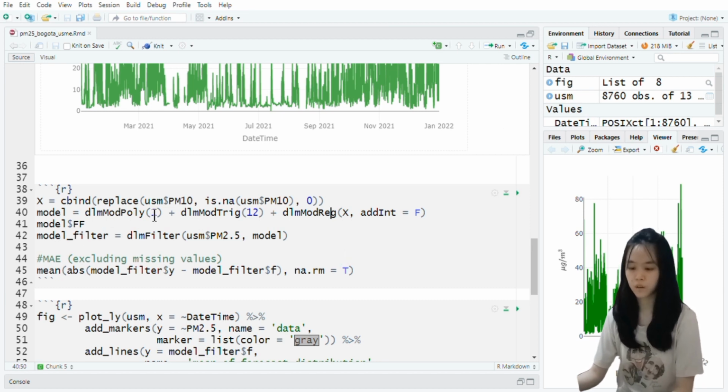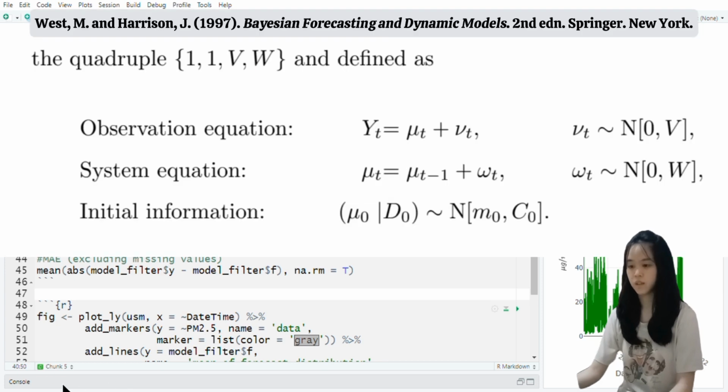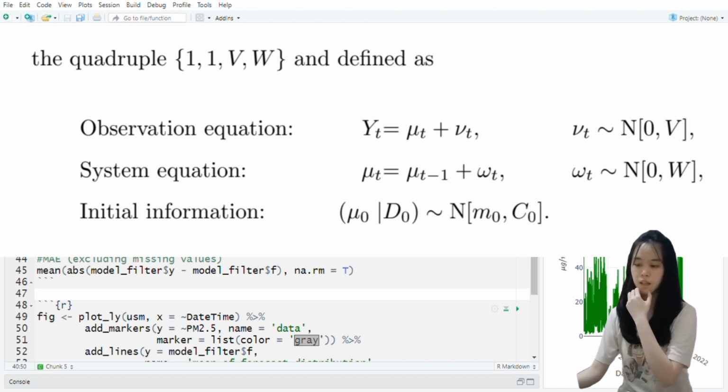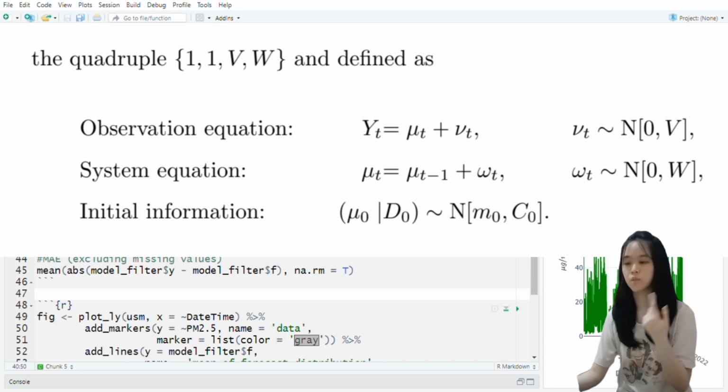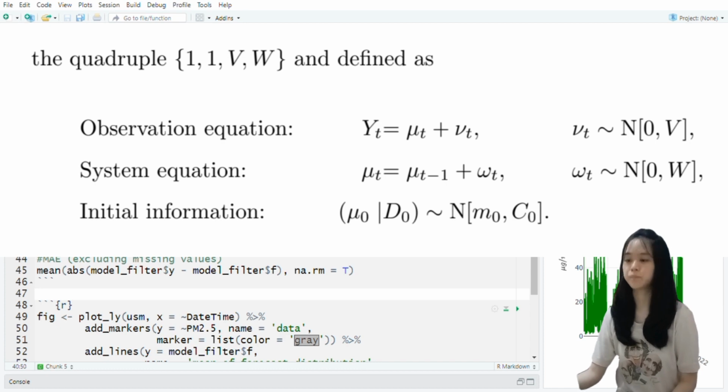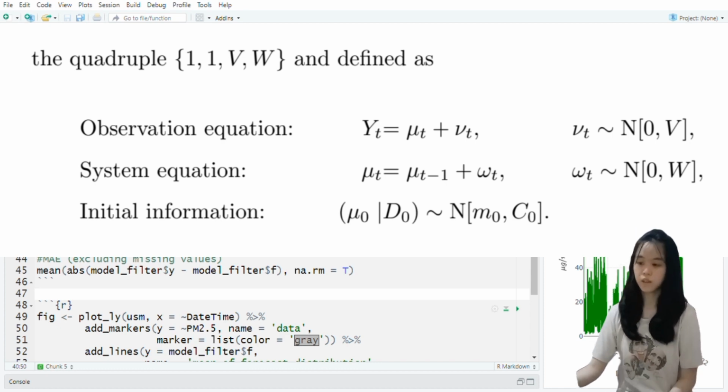So, polynomial model of order 1. Here is the definition. The quadruple representation is 1, 1, V, and W. It means that both the F and G have only one value, and the coefficient is 1. And then V and W.